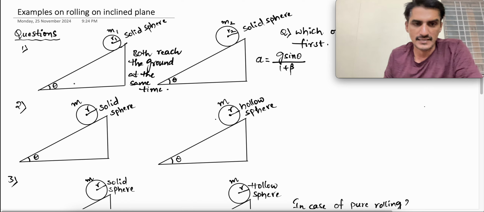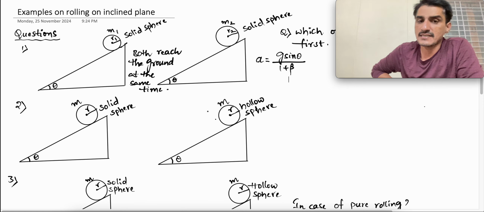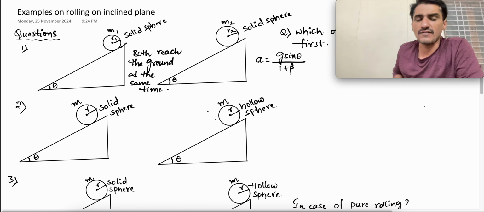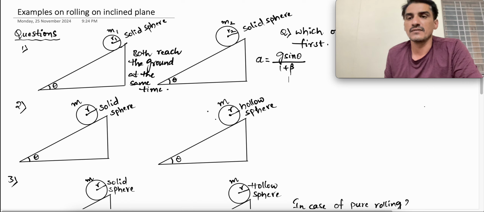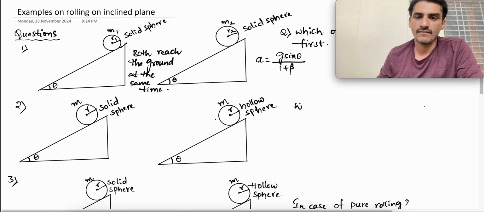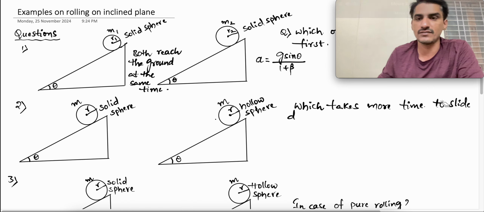See the second question here. In both the spheres, one is a solid sphere and the other is a hollow sphere, but both are of the same mass and same radius. Which takes more time to slide down? I'm sorry, not sliding. I'm very sorry. Not sliding, roll down.